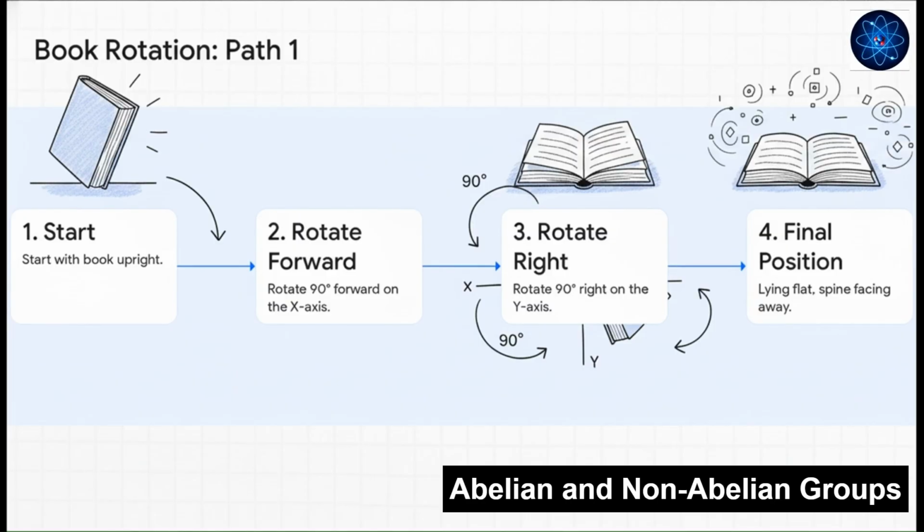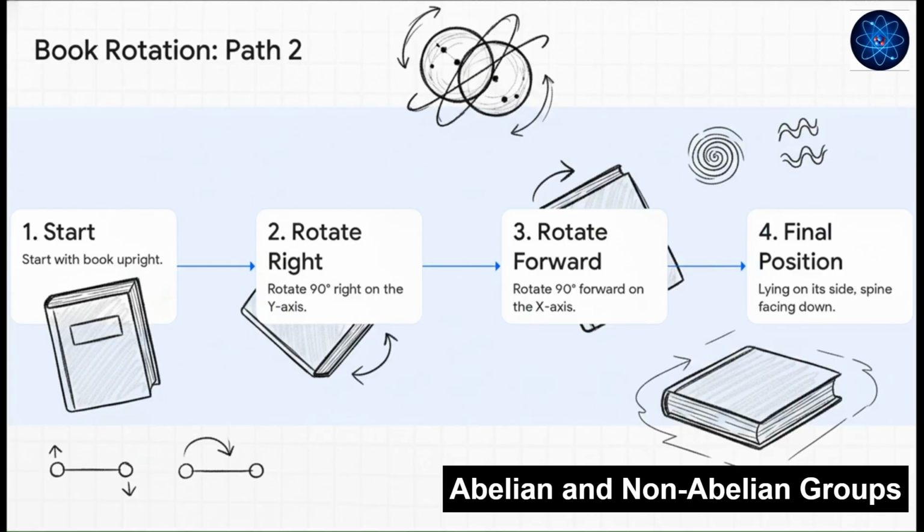You got that? Okay. Now let's hit the reset button. The book is standing upright again. We're going to do the exact same two rotations, we're just going to swap the order. So this time, first we rotate it 90 degrees to the right, and then we rotate it 90 degrees forward. And look at that. The final position is completely different. Now it's lying on its side with its spine pointing down. So here's the takeaway. For rotations in 3D space, order isn't just some tiny detail, it's everything. It totally changes the outcome.